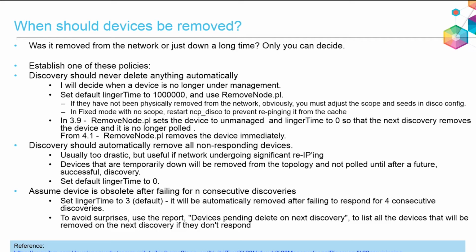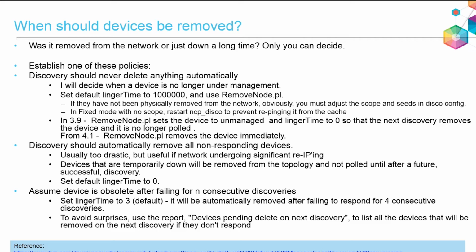If you're in fixed mode, for instance, you can't just take it out of the seed file without also stopping NCP Disco. You have to take it out of the seed file, obviously, but NCP Disco maintains that cache that I just mentioned before, so it'll still be in there and it'll reping it and rediscover it. But if you restart the NCP Disco, that'll take care of that.